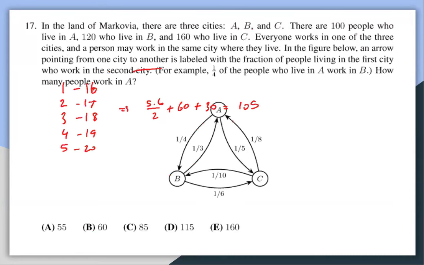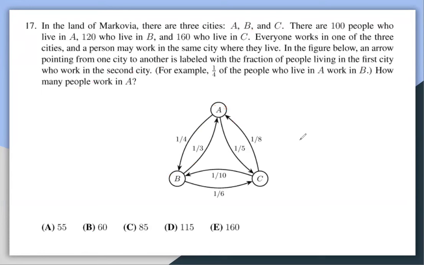And number 17. In the land of Markovia, there are 3 cities, A, B, and C. There are 100 people who live in A, 100 people who live in B, and 160 in C. Everyone works in one of these 3 cities. A person may work in the same city where they live.